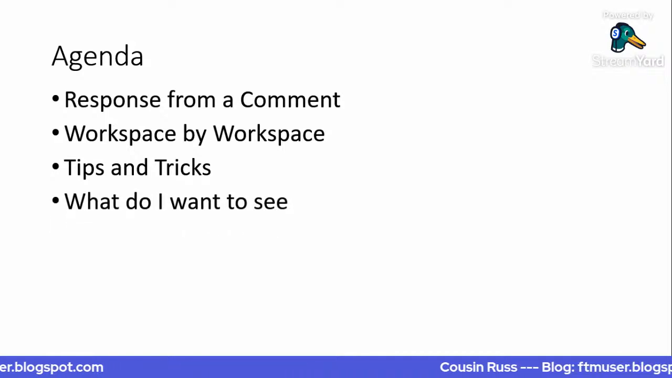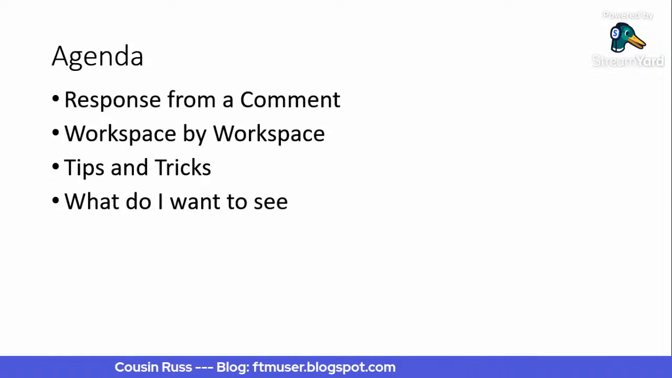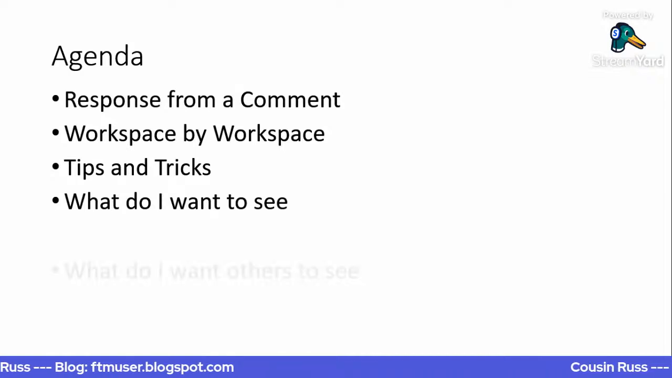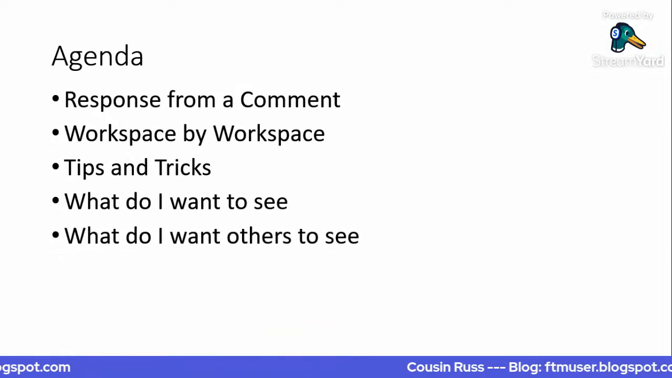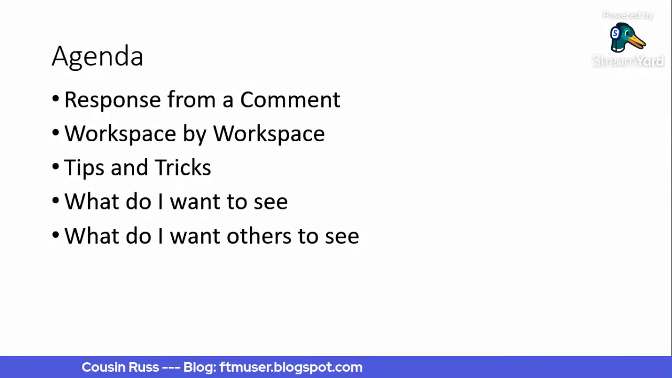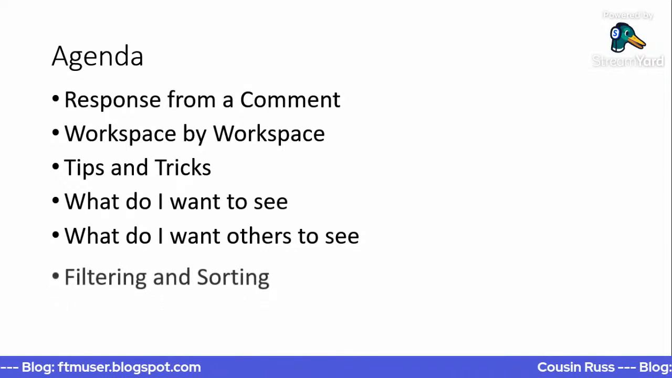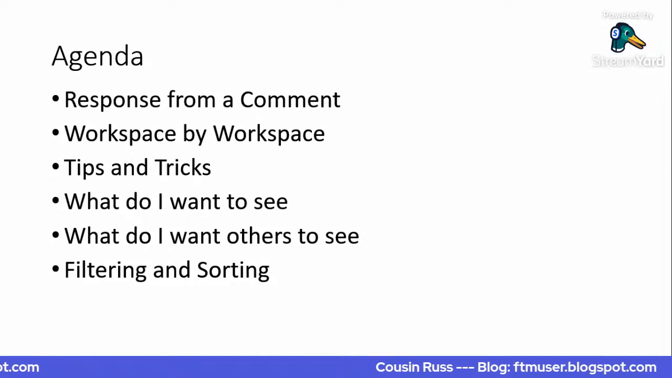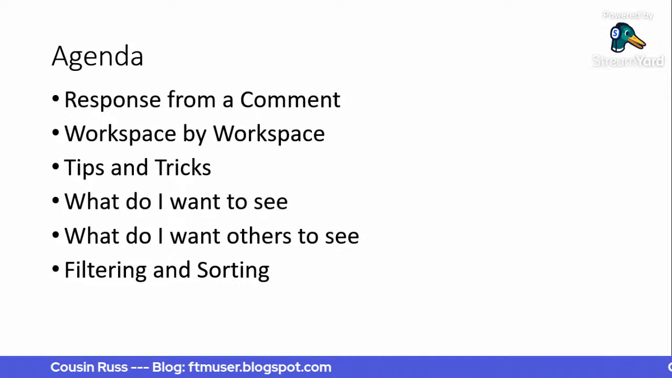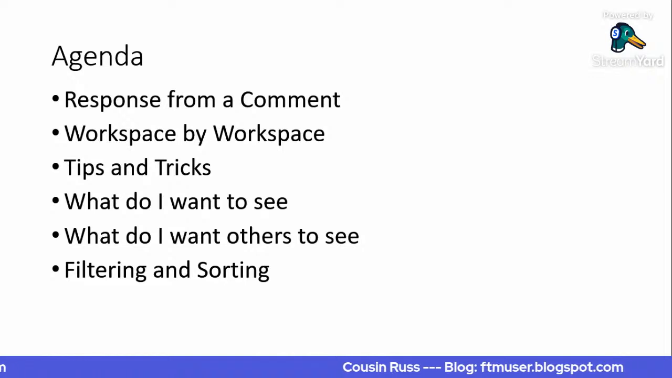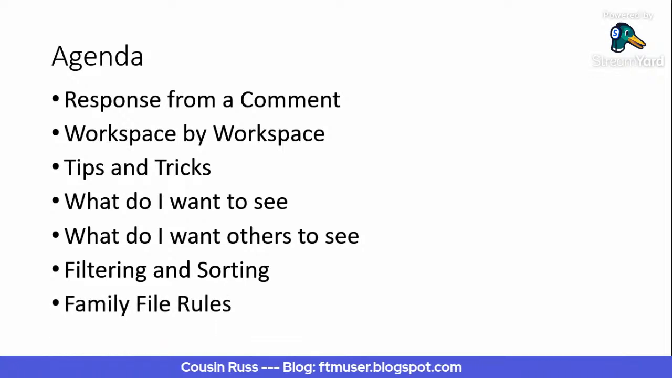Keep in mind that I do some things because I want to see them and I need to see them in working with my database. I also keep in mind what I want you to see, and I'll have a couple of examples of that as I go along this afternoon. Family Tree Maker is good for filtering and sorting, and I keep that in mind when I make my rules. And like I said, I do test them out, make sure they work the way I hope they would work. And so that's my family file rules that I'm going to talk about today.